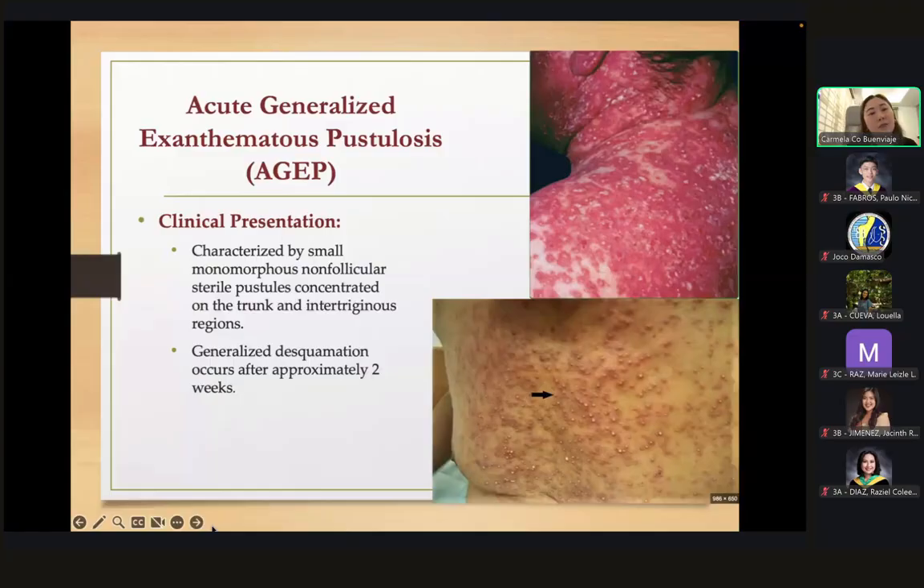Okay, so for clinical presentation of AGEP, this is characterized by small, monomorphous, non-follicular, sterile pustules concentrated on the trunk and intertriginous regions. And then generalized desquamation occurs after approximately 2 weeks. So your clue here for AGEP is it's kind of toxic looking because the patient is erythematous, then has a lot of pustules. And then eventually, when these pustules dry up, the patient's skin would desquamate.